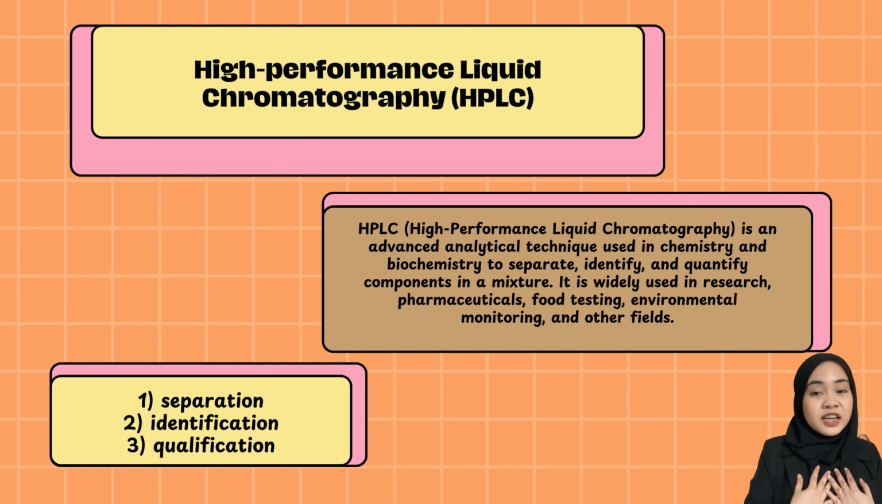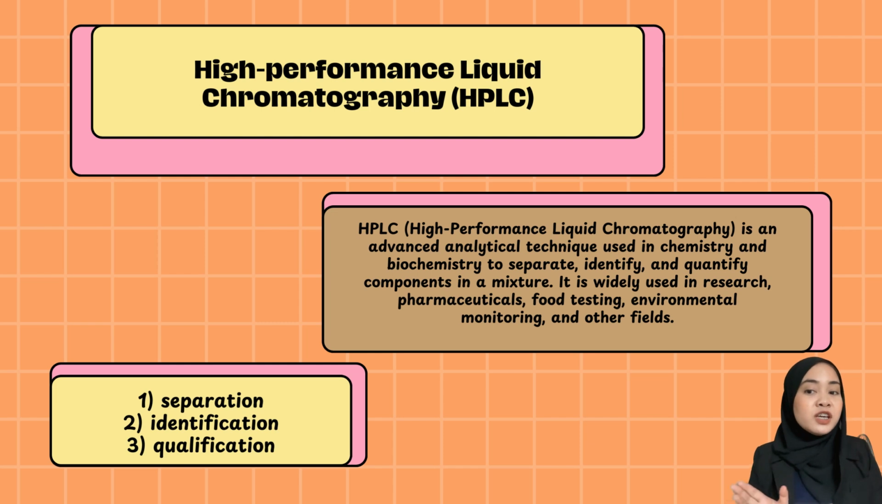Now, I'll be talking about high performance liquid chromatography, known as HPLC, and how it is used to separate food dyes. HPLC is an advanced analytical technique used in chemistry and biochemistry to separate, identify, and quantify components in a mixture.